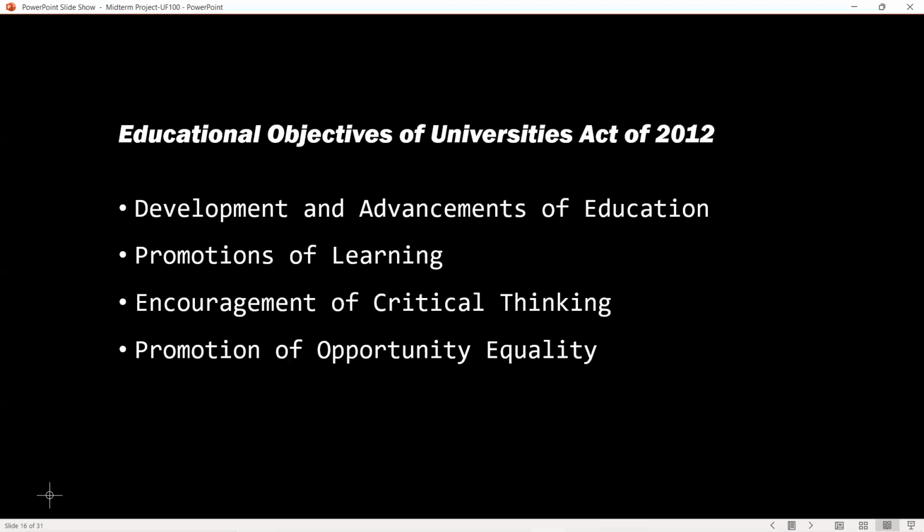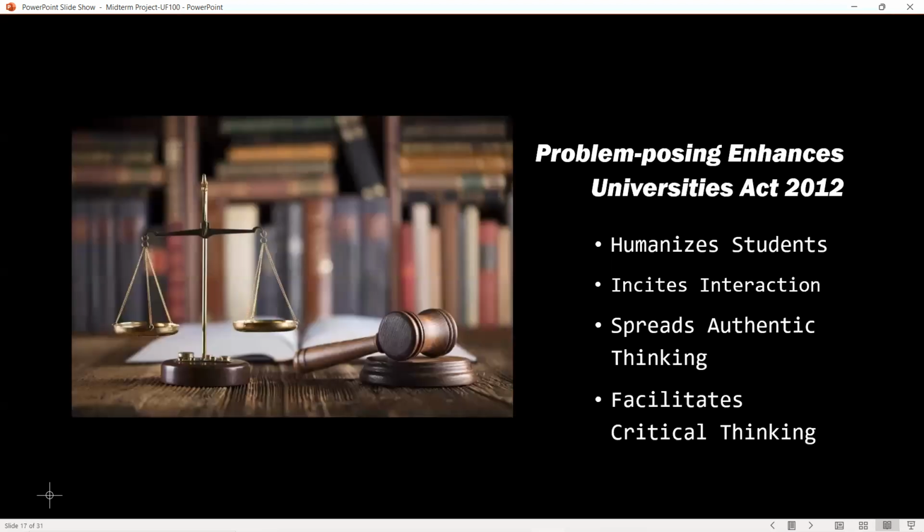Within the educational objectives, there is an act, the Universities Act 2012, and this act helps with the development and advancement of education, promotes learning, and encourages critical thinking. Lastly, it also promotes opportunity equality. So problem posing enhances this act. Problem posing humanizes the student and incites interaction between student and teacher. Problem posing spreads authentic thinking and facilitates critical learning.